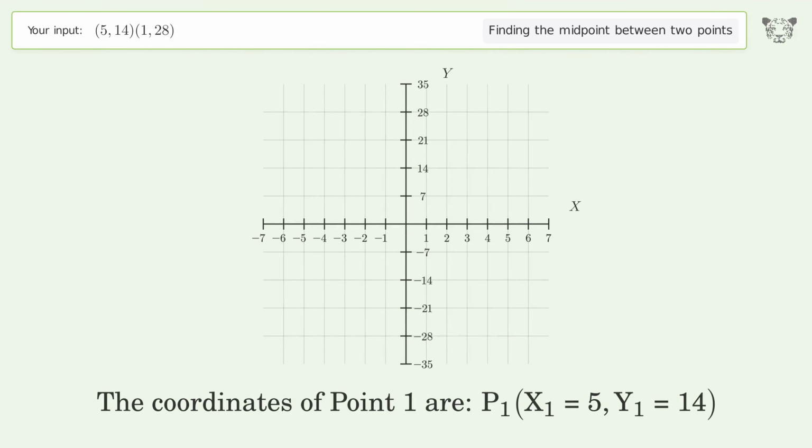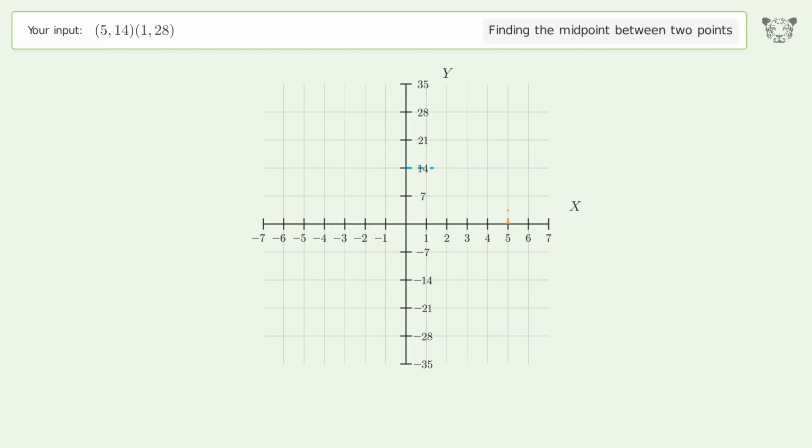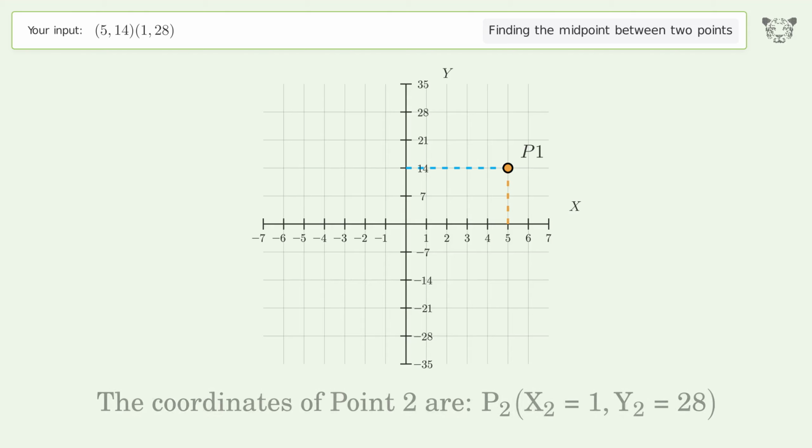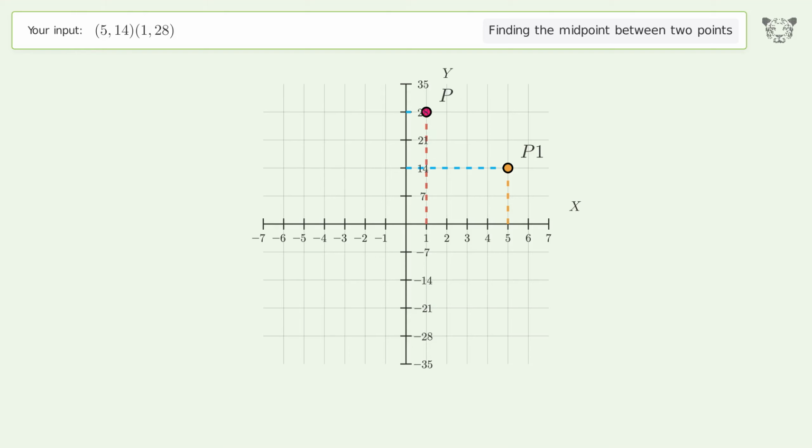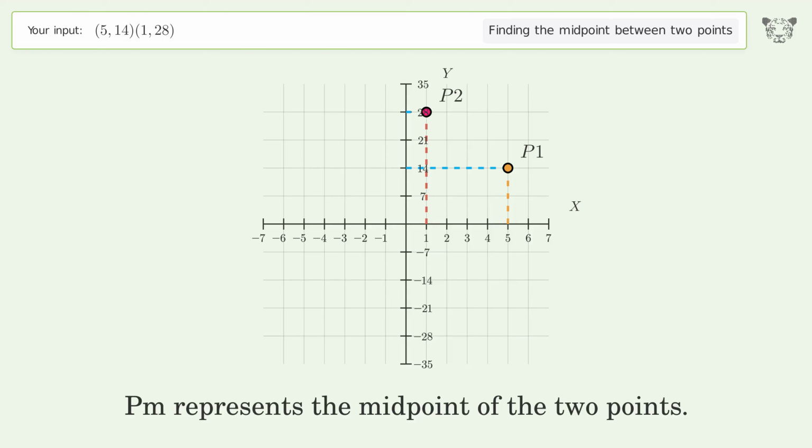The coordinates of point 1 are x1 equals 5, y1 equals 14. The coordinates of point 2 are x2 equals 1, y2 equals 28. PM represents the midpoint of the 2 points.